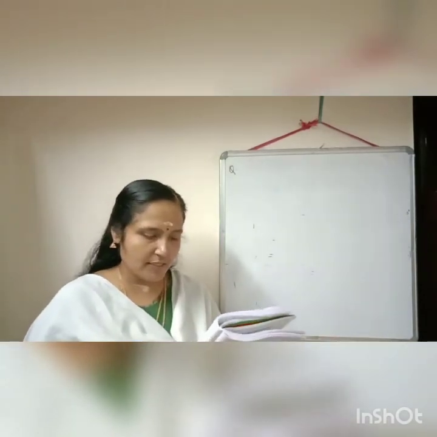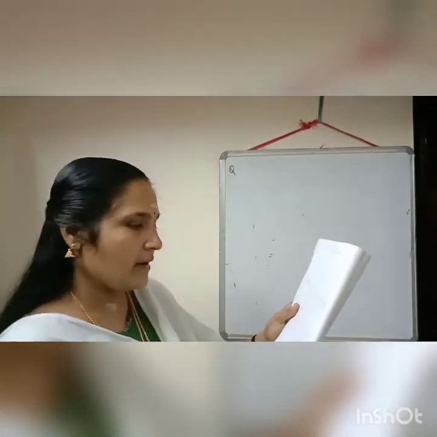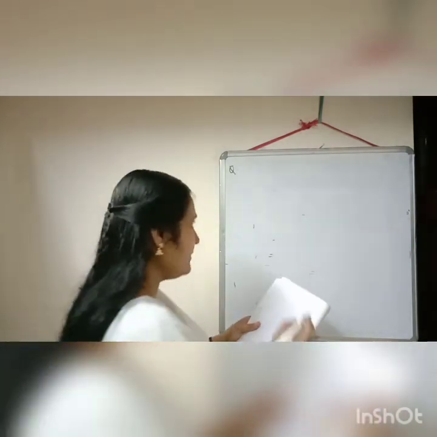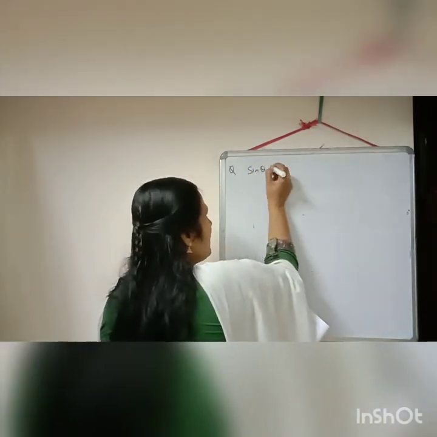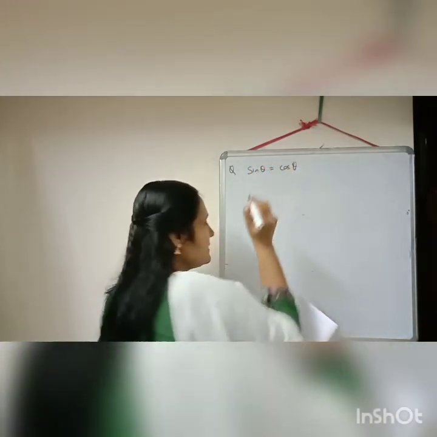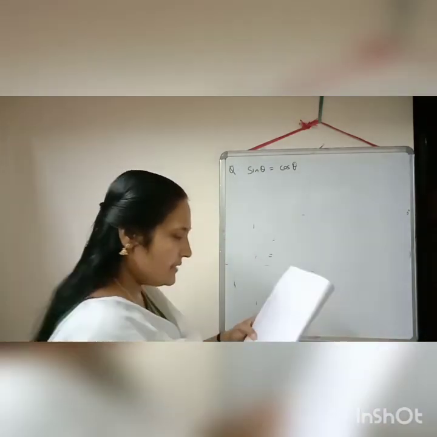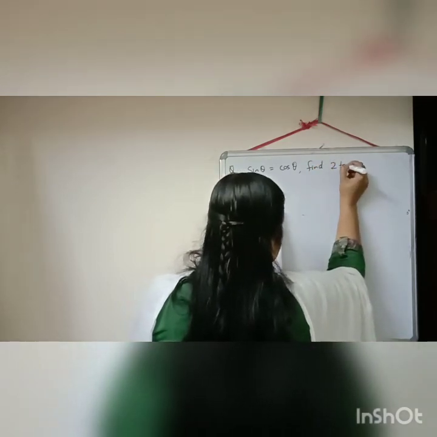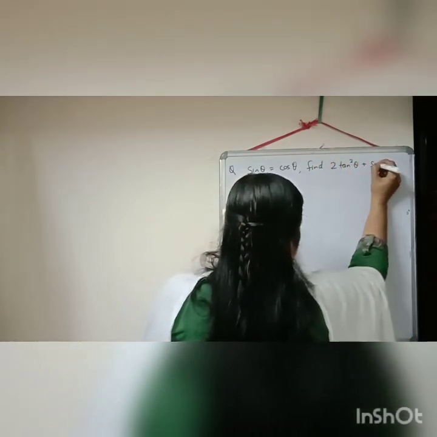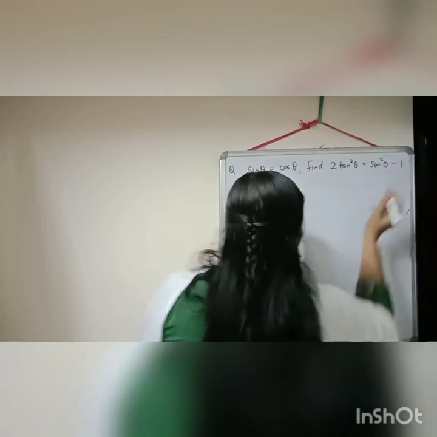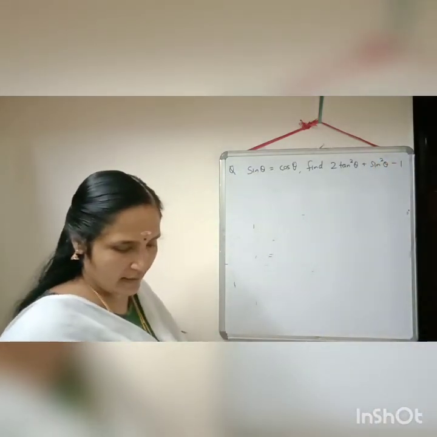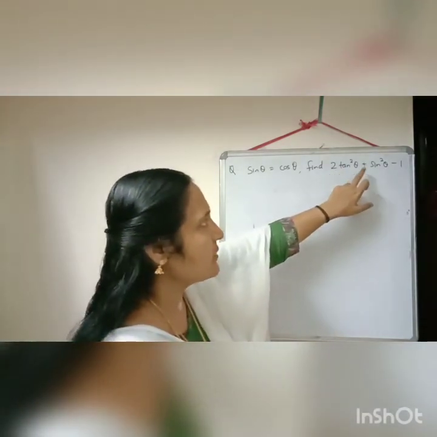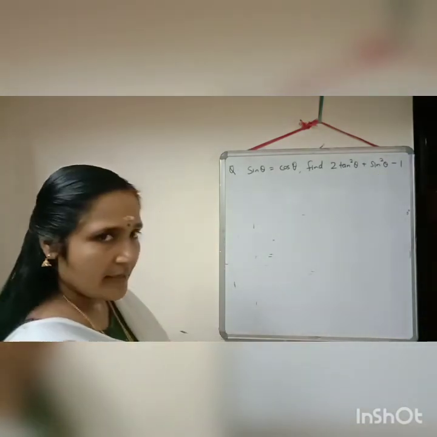All of you, the next question is, just write down the question. If theta is an acute angle and sin theta is equal to cos theta, find 2 tan square theta plus sin square theta minus 1.